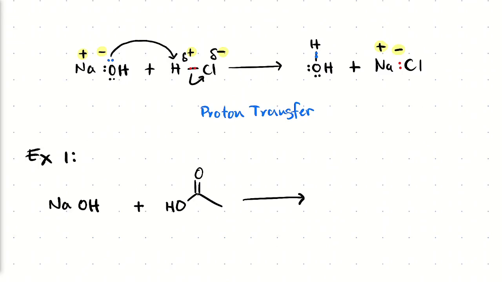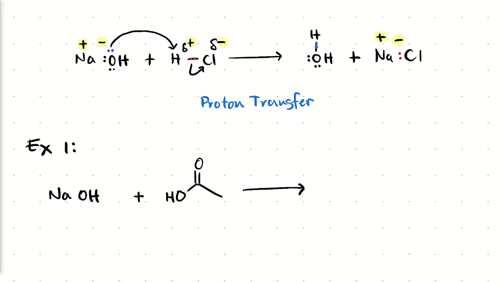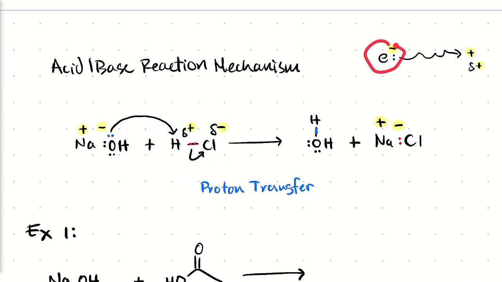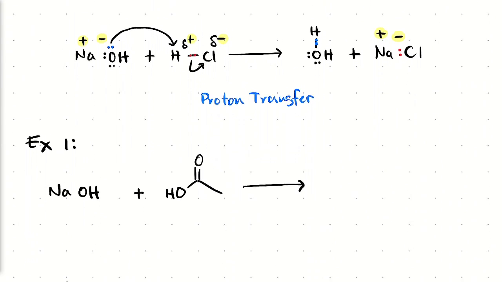Alright, so last time we looked at the reaction mechanism between sodium hydroxide and hydrochloric acid to produce water and sodium chloride. Now we're going to look at some examples. So the first one that we're looking at is sodium hydroxide here on the left, and then we have acetic acid. So let's see what happens. So remember, first we have to look at where the electrons are coming from. So that's what we're going to do first.